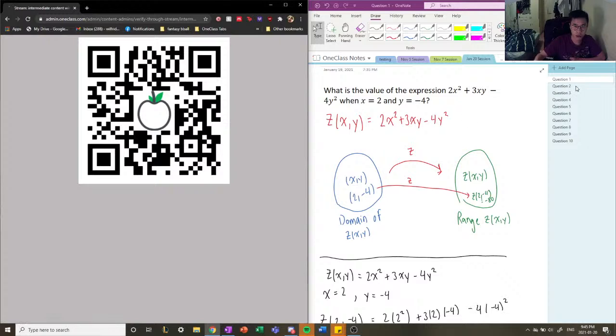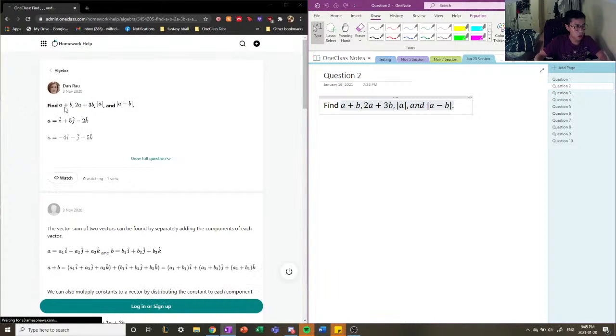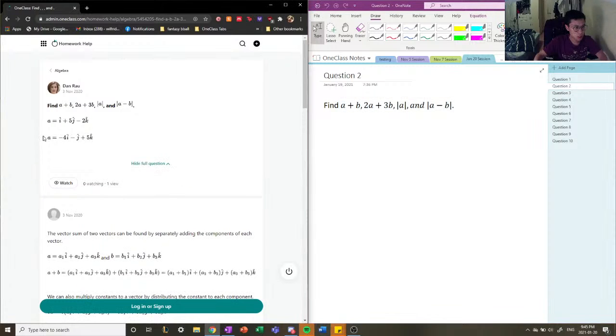All right, moving along to the next question. The next question reads, find these expressions where a and b are vectors. Vectors are basically quantities with a direction and a magnitude. The regular notation for vectors is written like this. Let's say we have vector A.